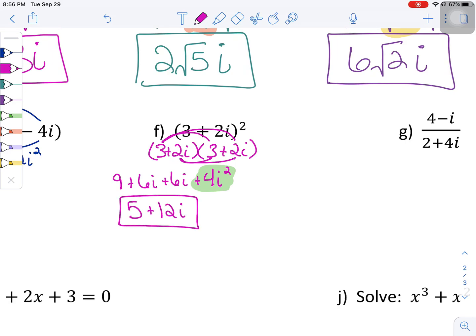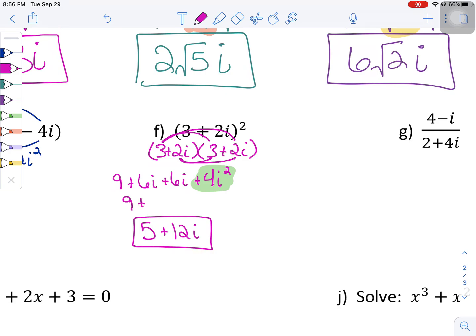If you're not such a huge fan of that, and you did steps here that you're not following, feel free to add in the extra work here. And I'm saying extra work, but it's what you need, okay? So don't feel weird about it. So 9 plus 6i and 6i is 12i plus 4 times negative 1, and then you could multiply it out from there, or combine it out from there.